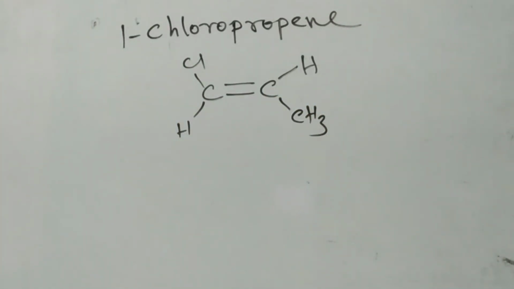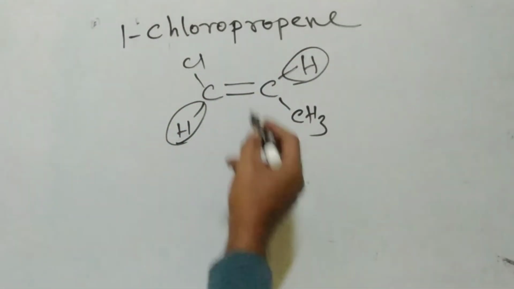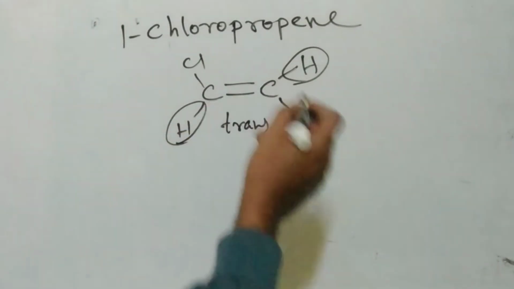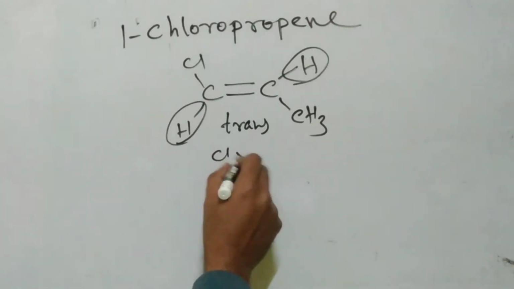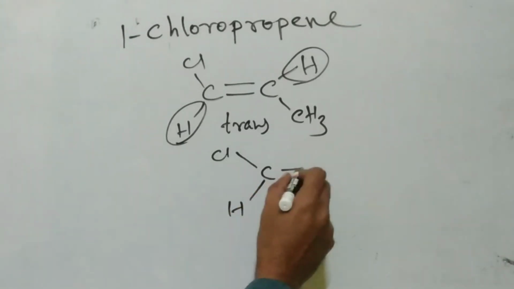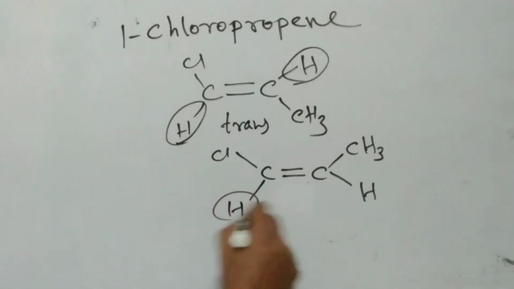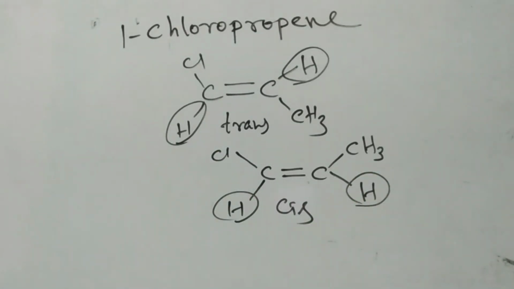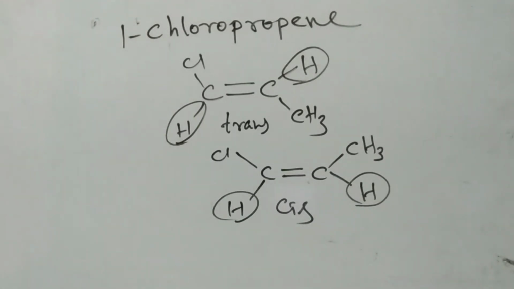So this can form a geometrical isomer as 2 hydrogen atoms are in opposite side, and they may be on the same side of the double bond also. So this one is a trans isomer as the same group is opposite side of the double bond, and the cis isomer is like that. Here same group are on the same side of the double bond, so this isomer is cis. Okay, so 1-chloropropene must have 2 geometrical isomers, they are cis and trans. Okay, let's check the next example.